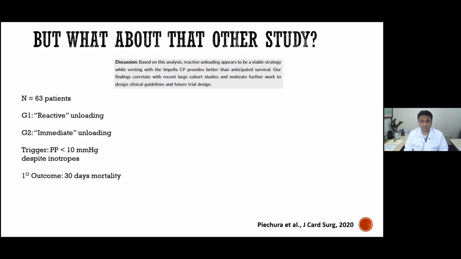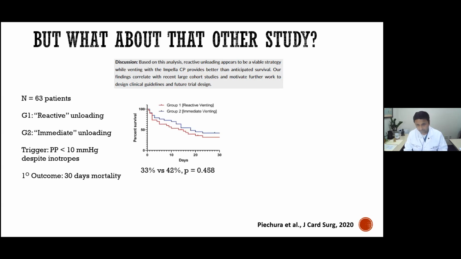They divided them into 2 groups. Group 1 was the reactive unloading, and group 2 was the immediate unloading. Your trigger for those in group 1 to decide on going ahead with LV unloading strategies was if you noted that their pulse pressure was less than 10 millimeters of mercury while on maximal VA support and on inotropic support, or as tolerated inotropic support. Then you decided to go ahead and do reactive unloading in these patients. And the primary outcome that they looked at was 30-day mortality.